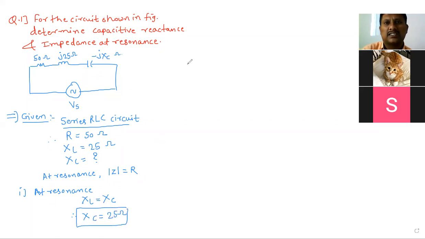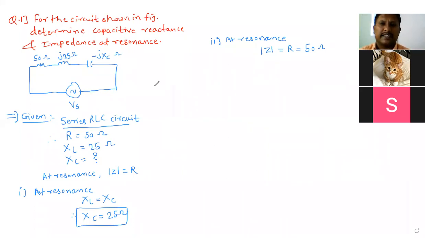Second question is, at resonance, what is the impedance? So at resonance, the impedance is equal to R, and that is equal to 50 ohm. So this is the answer. So such type of questions they can ask in the EMCQ.